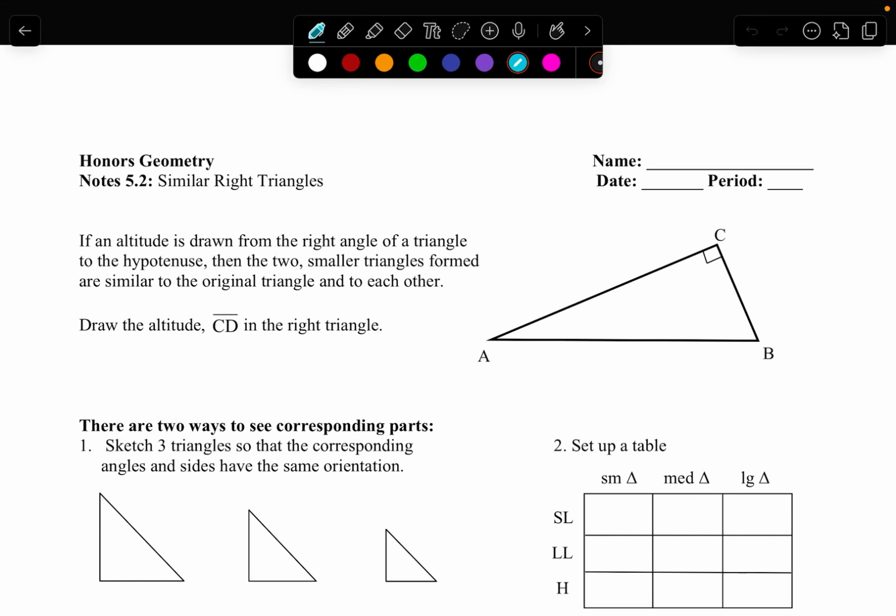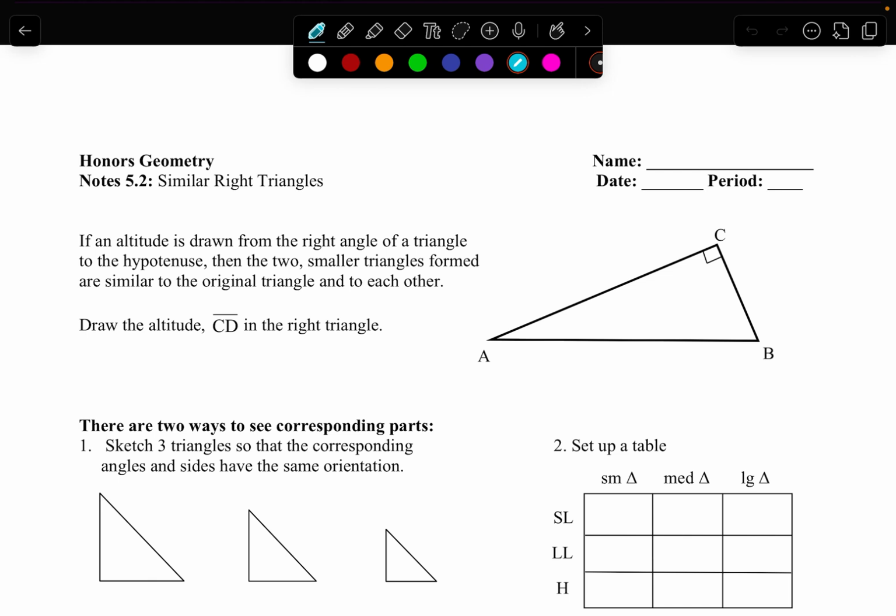Hello, everybody. This set of notes is going to cover our 5.2 topic, which is similar right triangles. As a reminder, all of Unit 5 is going to be about right triangles. In the last set of notes, we did the Pythagorean theorem, which is when you know two sides and you are missing a third side, you can use the Pythagorean theorem to find that third side.